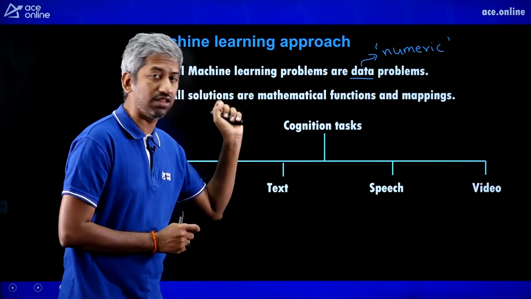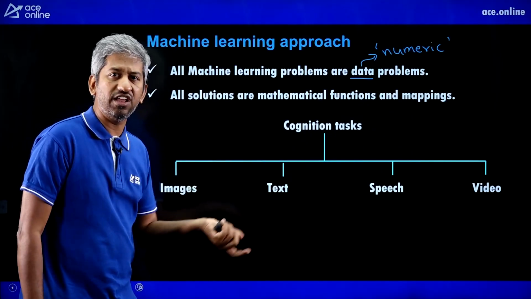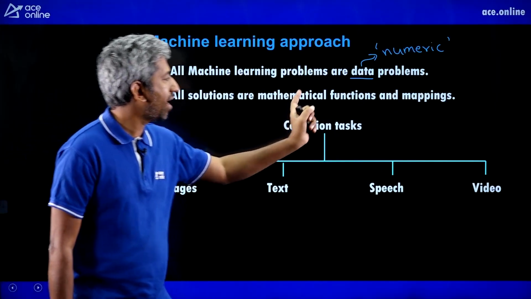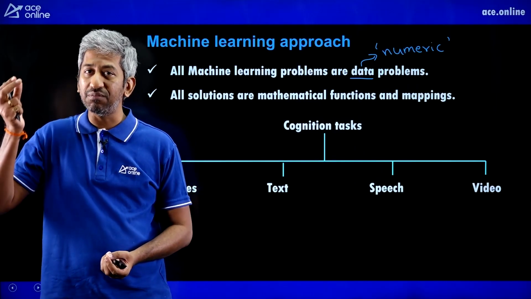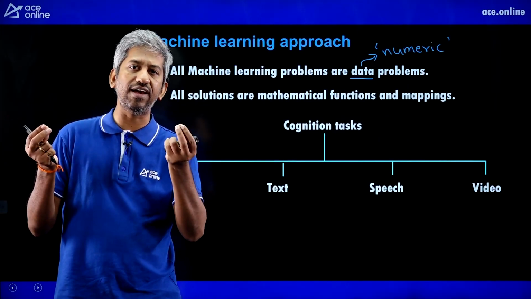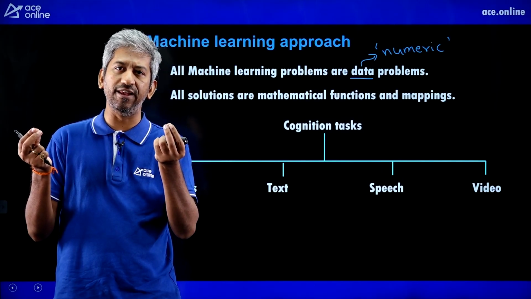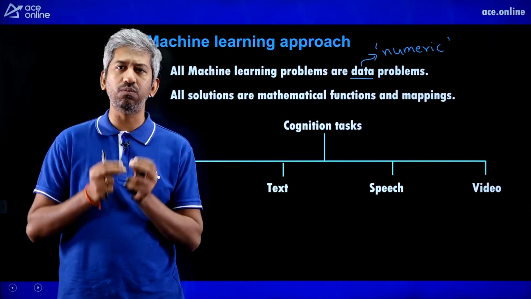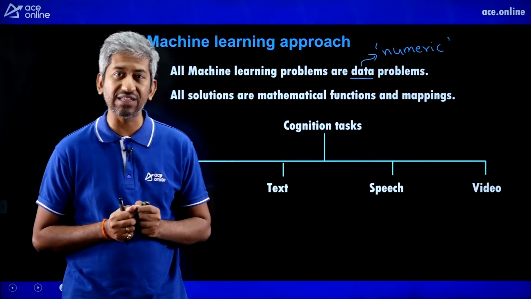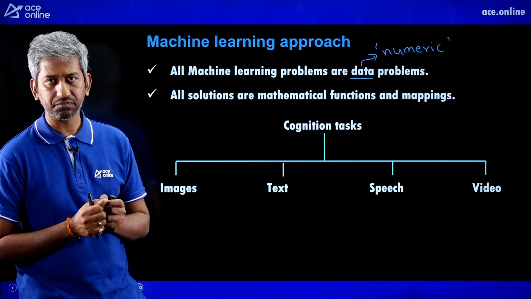What do you have to understand here? The solution to any machine learning problem is a mathematical function, or a mapping between some input variables and the target, that is the output variable. There is a mathematical mapping between inputs and output. That is also called a hypothesis, right?